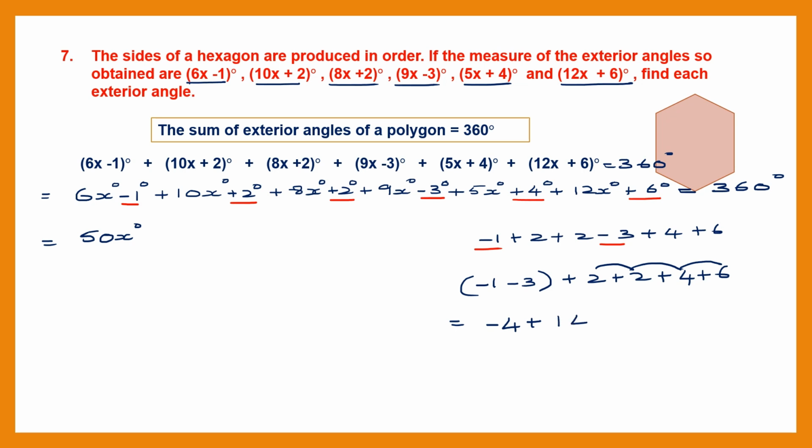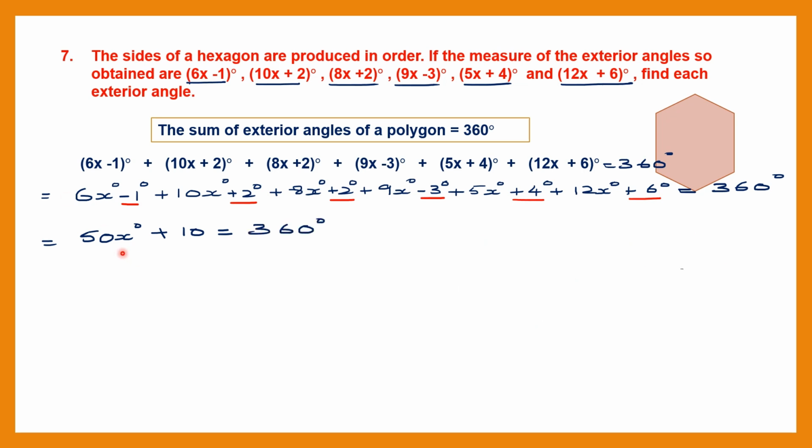So 14. Now here we have different signs. So we put the sign of the bigger number and we subtract. 14 minus 4 is 10. So here we've got 50x degrees plus 10. All this is equal to 360 degrees. Now let's find the value of x. We need to find the value of x. Only then we can find the value of each angle here.